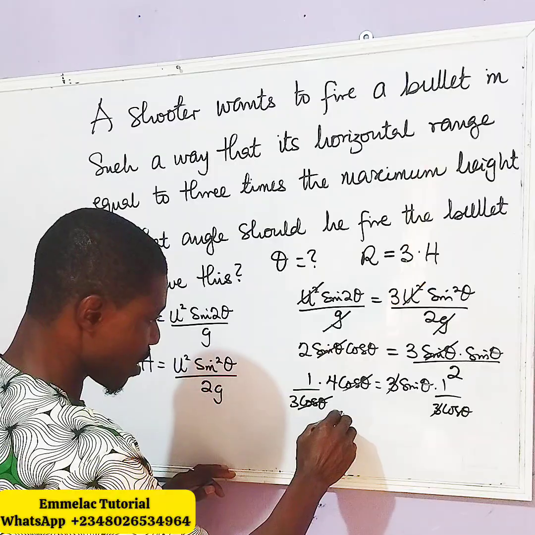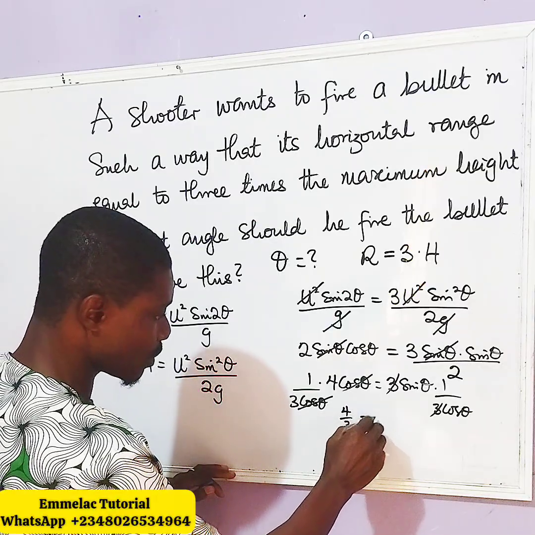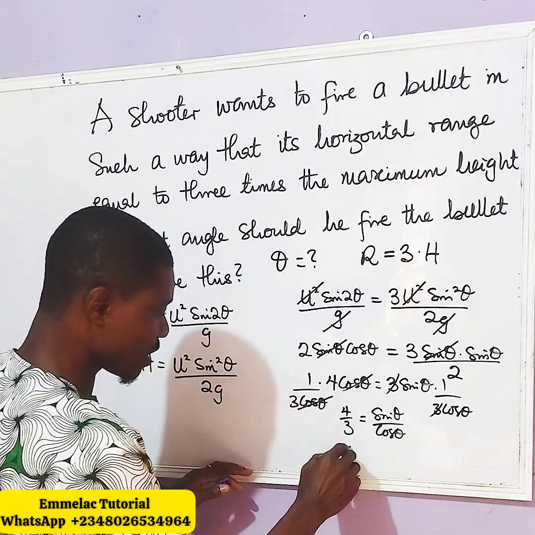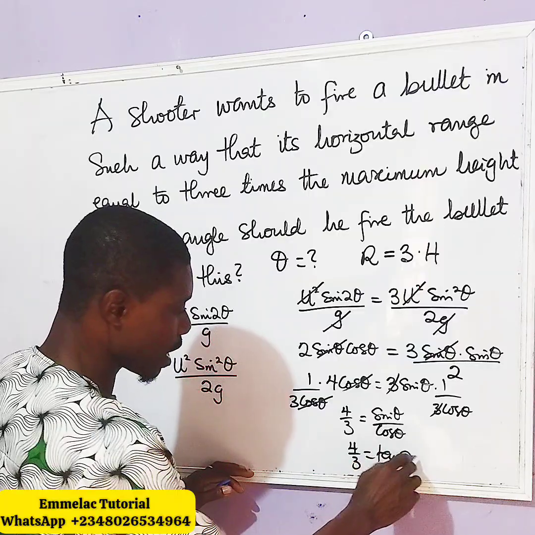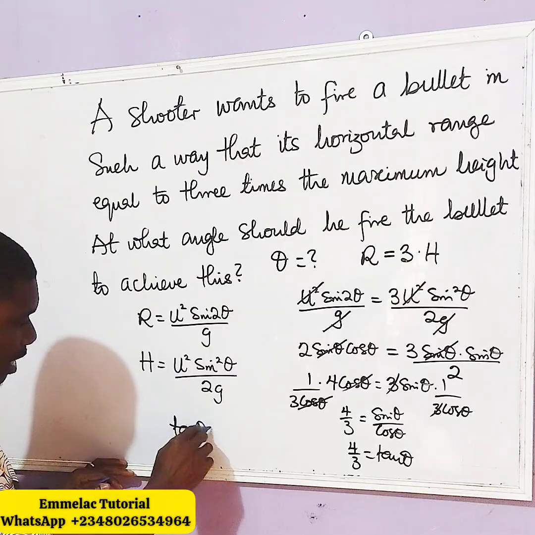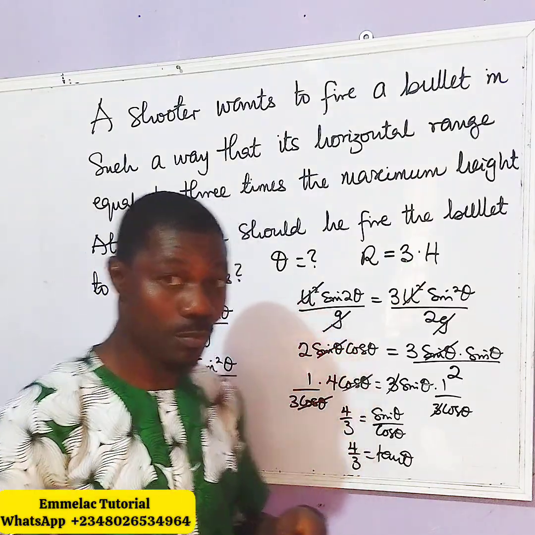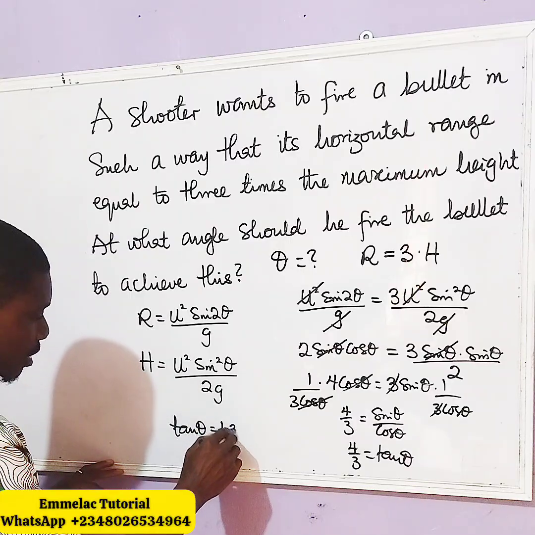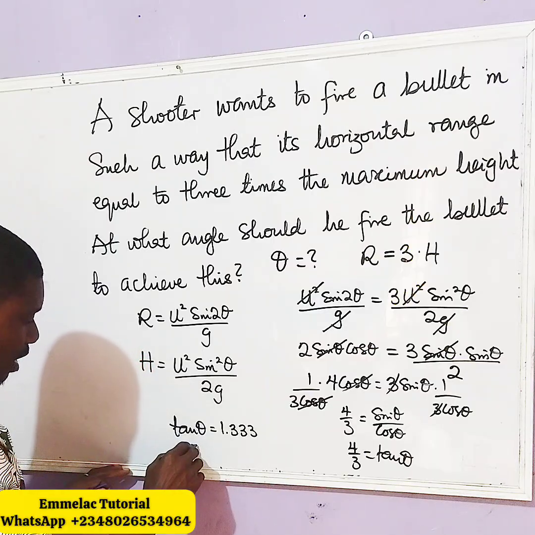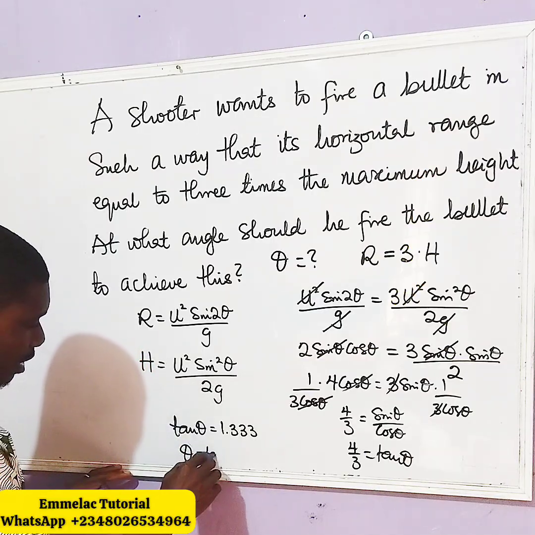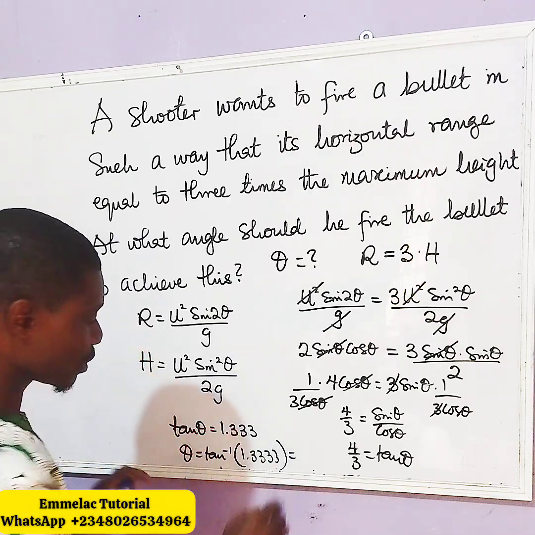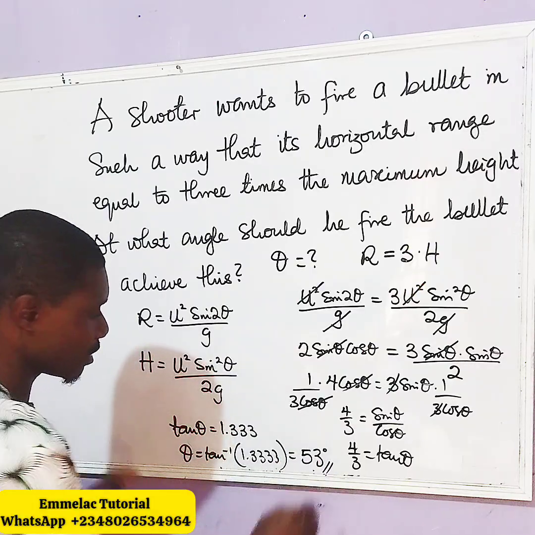So we are left with 4 over 3 equals sine theta over cos theta, and this is the same as saying 4 over 3 equals tan theta. So tan theta equals 4 divided by 3, that should give us 1.3333 continuously. So we'll find the inverse of tan, that will be tan inverse of 1.3333, which should approximately give us 53 degrees.